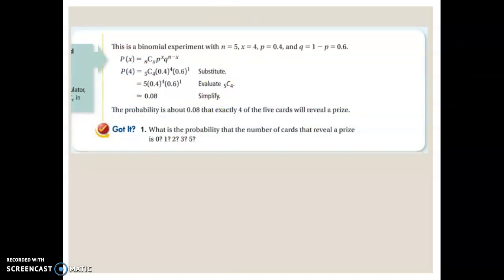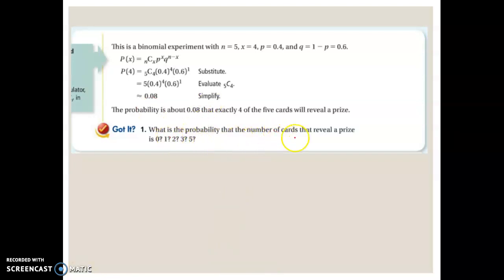So here we go. You've got 5 combination 4, the probability of winning, which is 0.4, probability of losing, which is 0.6. 4 plus 1 is 5. So you end up with 5 times this times the 0.6, and it comes out to about 0.08. Okay?